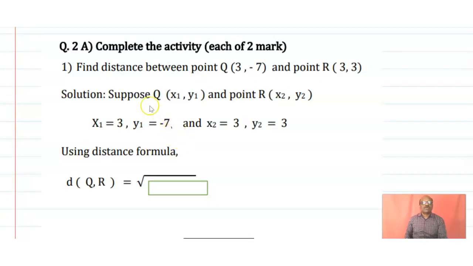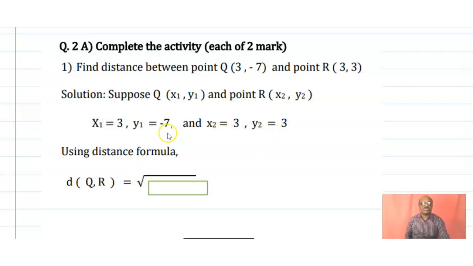Now question number 2A, complete the activity, each of 2 marks. First question, find the distance between point Q (3, minus 7) and point R (3, 3). Solution, suppose Q is x1 y1 and point R is x2 y2. x1 is 3, y1 is minus 7, x2 is 3 and y2 is 3.